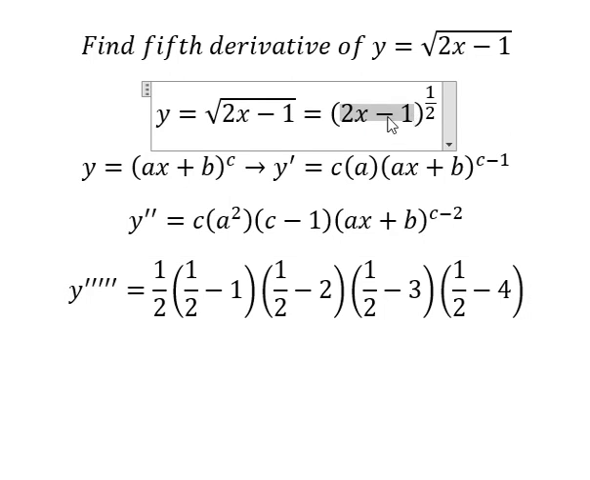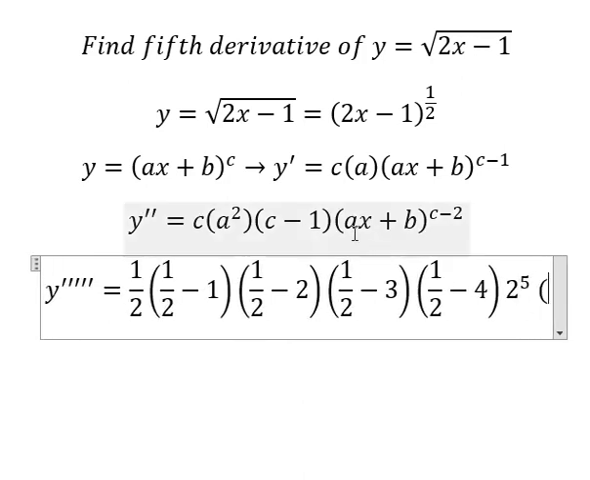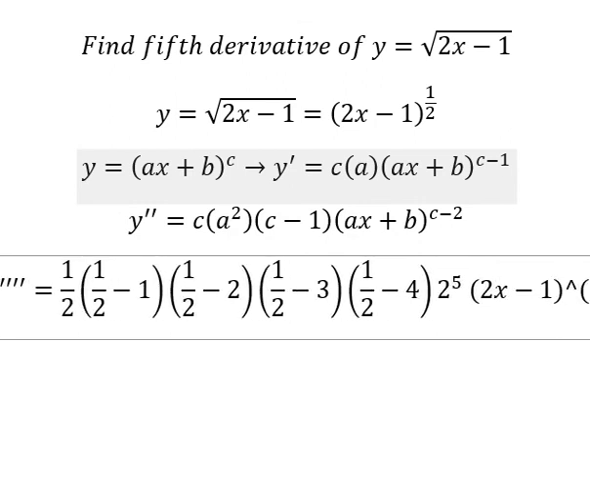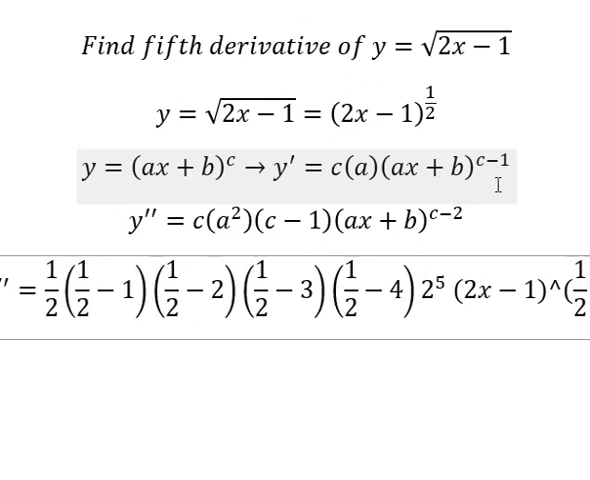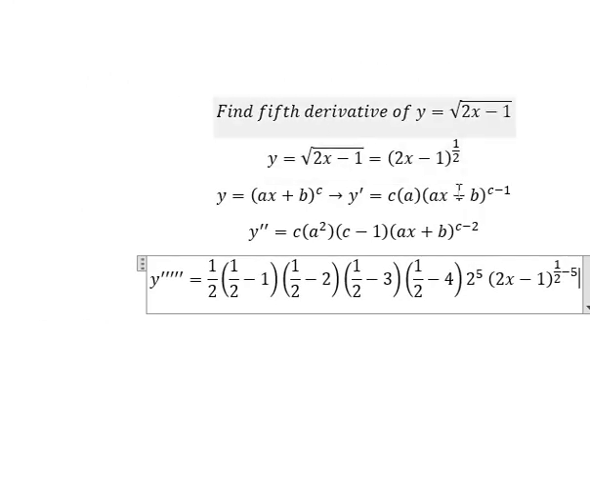Next, for 2x minus 1, we still do the first derivative here 5 times. So that means we have the coefficient of x, which is the number 2. So if we do 5 derivatives, we have 2 to the power of 5. And here we have (2x minus 1) to the power of 1 over 2 minus 5, because we do 5 derivatives.